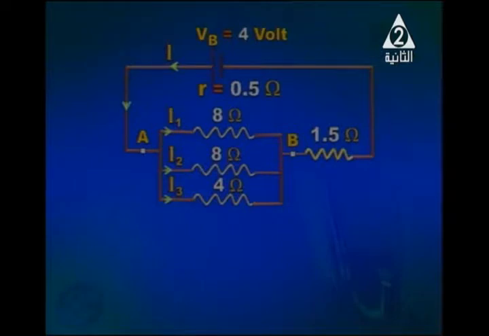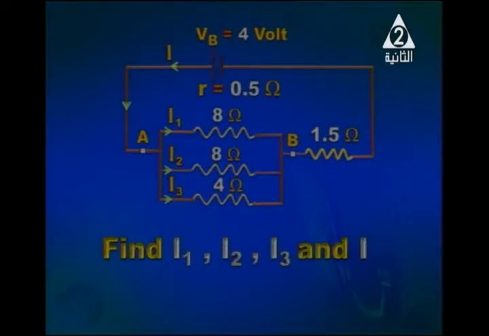Okay, and this parallel combination is connected in series to 1.5 ohm, and never forget the internal resistance of the battery is 0.5. Okay, calculate the currents I1 through the 8 ohm resistor, I2 through the other 8 ohm resistor, and I3 through the 4 ohm resistor, and then the total current.